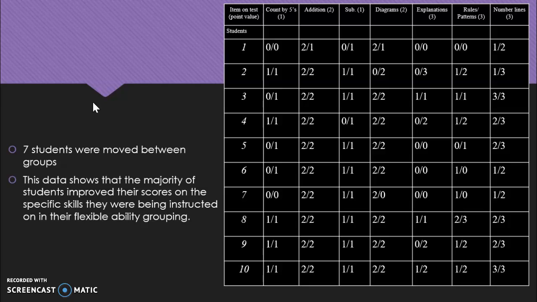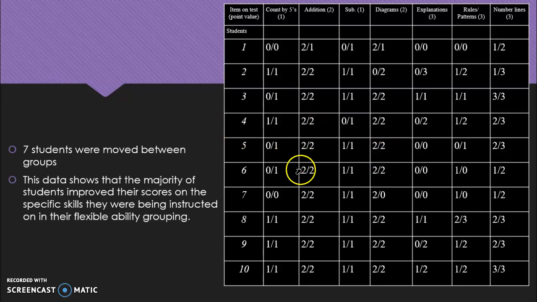Throughout the course of the action research, I had moved 7 different students between the groups. This was based on the exit ticket data. So if I noticed a specific student understood subtraction, they were moved from the group working on subtraction into something else they might need.